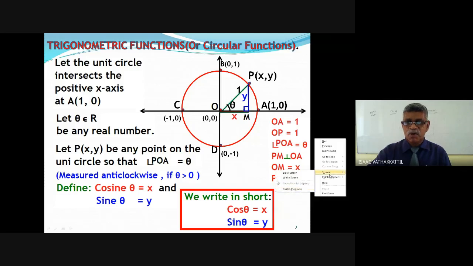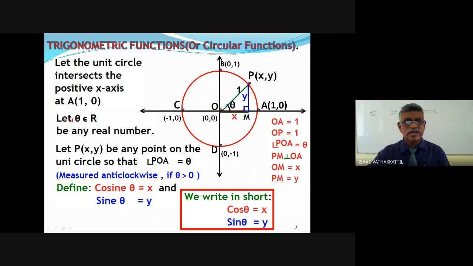Finding the point corresponding to that theta. Suppose I have theta, a real number. Find the point P so that angle POA is theta, and if that P has coordinates x and y, we have cos theta is x and sin theta is y. And we have seen various values of theta.